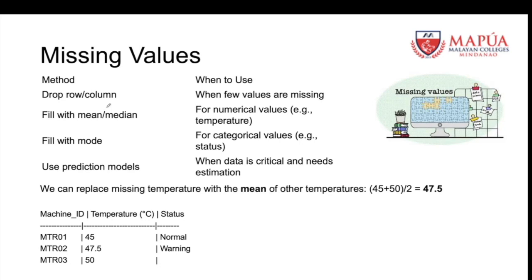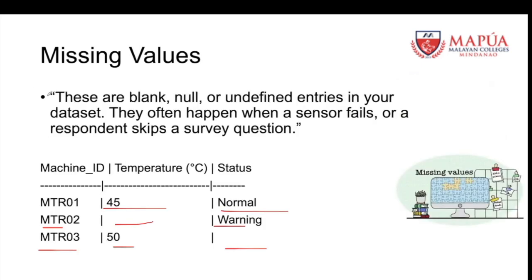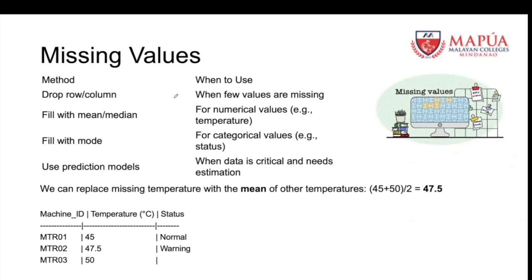And we use prediction models when data is critical and needs estimation. So actually, we can replace the missing temperature earlier with a mean. So here, instead of having a missing value, we use Excel or Python to pre-process them, and we'll have 47.5.